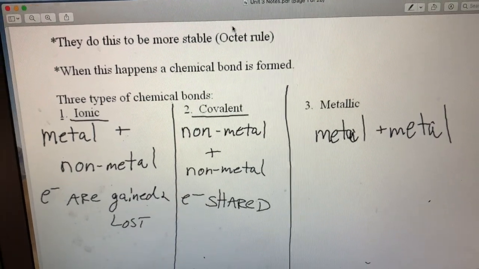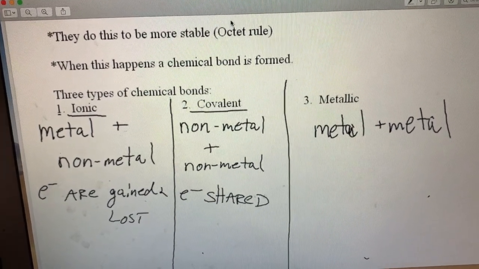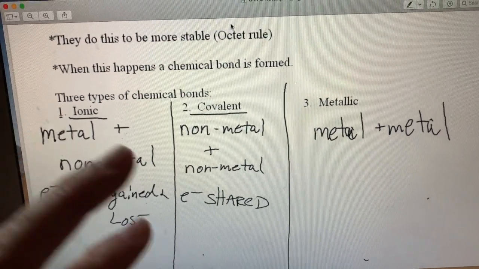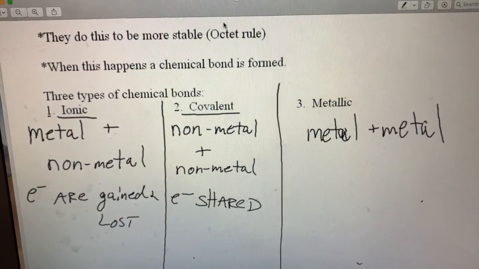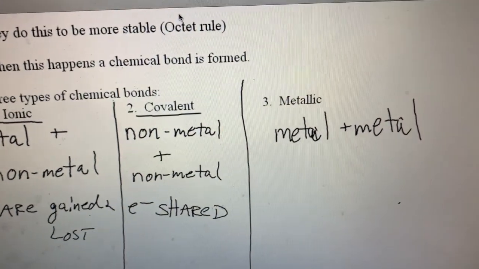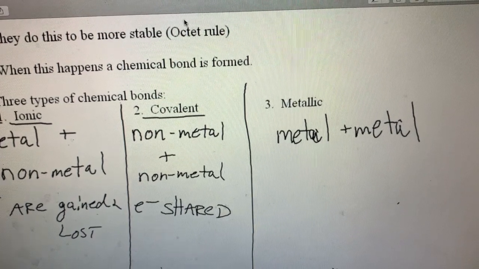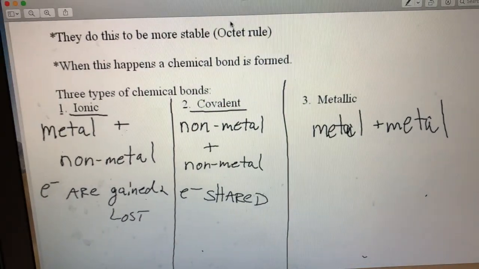The second type of chemical bond is a covalent bond. This is where electrons are shared, and this typically occurs between 2 or more non-metals. The final one, which we're really not going to spend a lot of time on right now, is what's known as a metallic bond, and this is the bond that holds one metal to another.